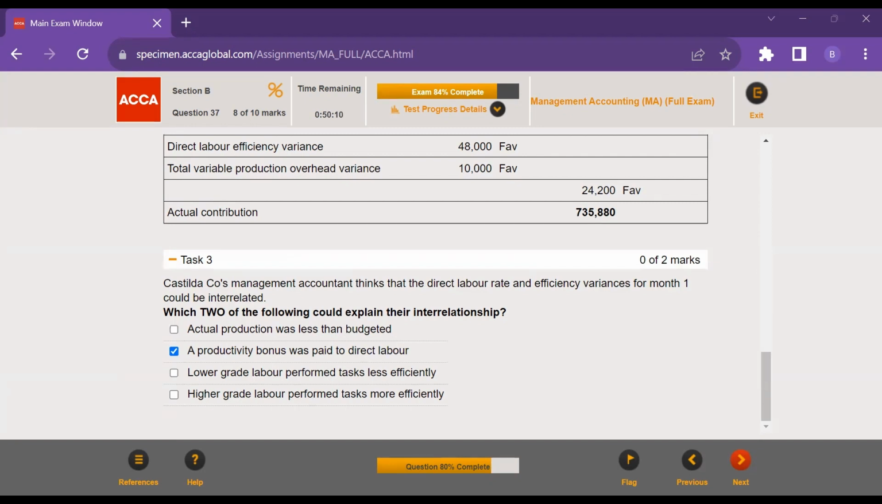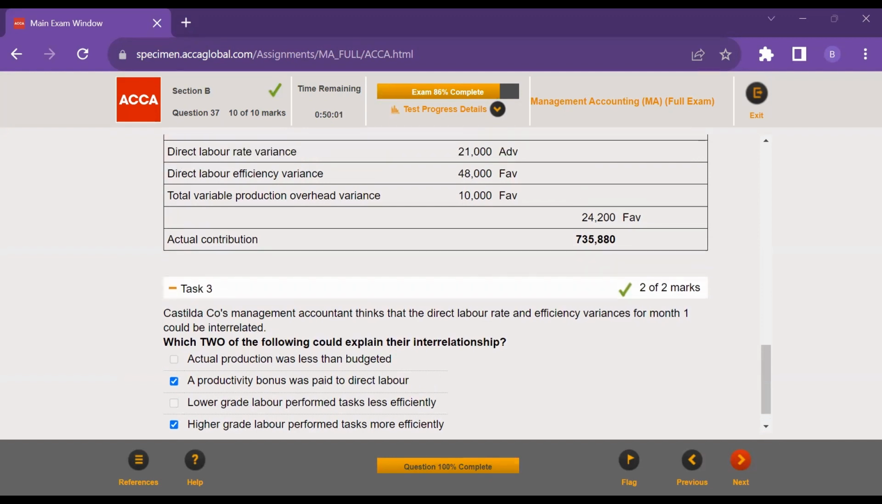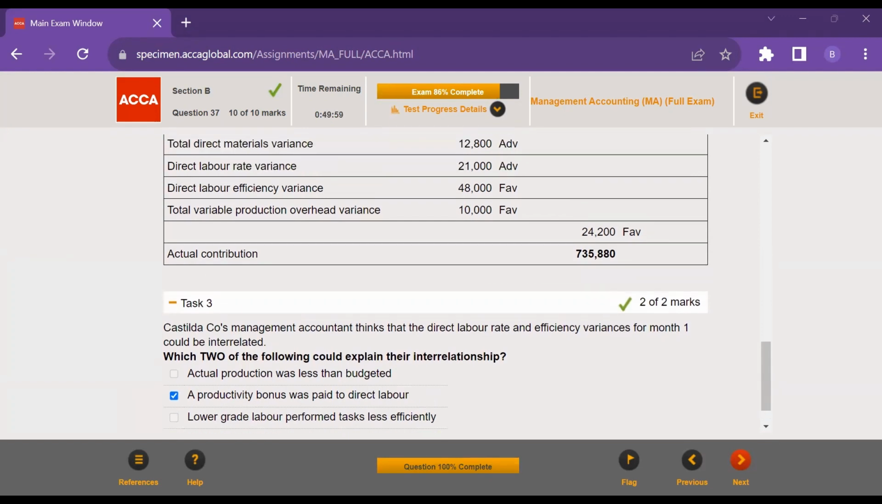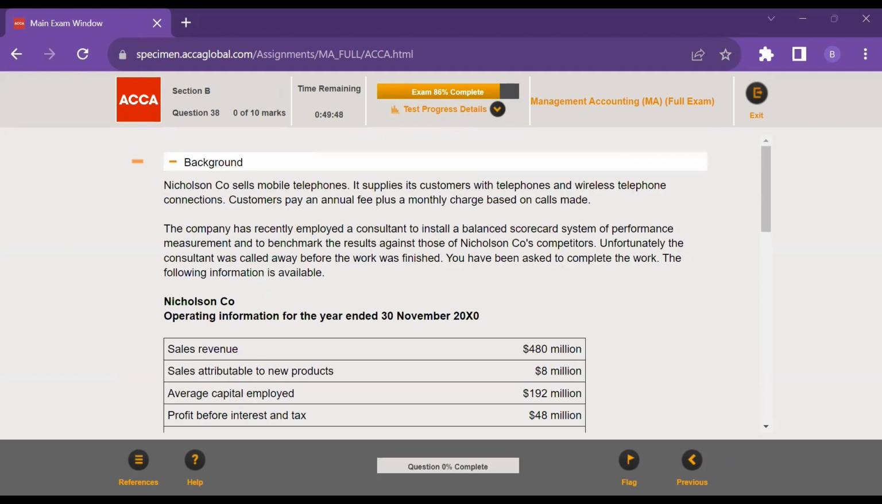And then lower grade labor performed tasks less efficiently. No. Higher grade labor performed tasks more efficiently, because we can see that the labor efficiency variance is favorable over here. So they are working more efficiently. So that is why higher grade labor performed more efficiently. Moving on to the last question of our mock now.